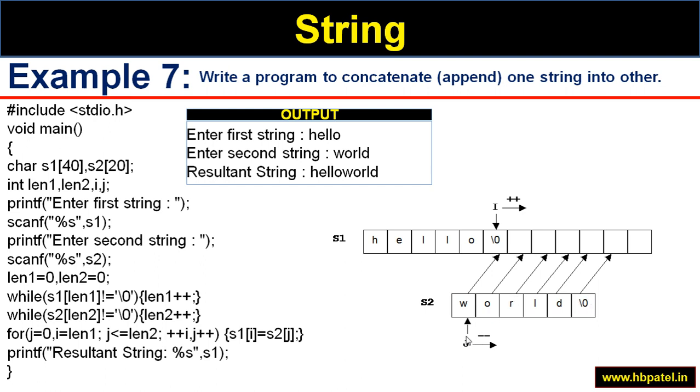What I am doing is S2 of J is copied into S1 of I. Just keep on doing. W will be copied first, then O, then R, then L, then D, then null. All these characters will be copied and then the result is there in S1. So I am again printing resultant string equal to S1. S1 would be hello world. So this is nothing but concatenation or appending two different strings.